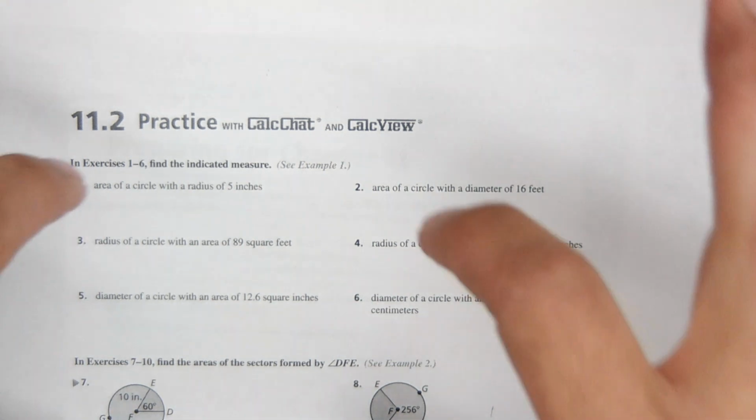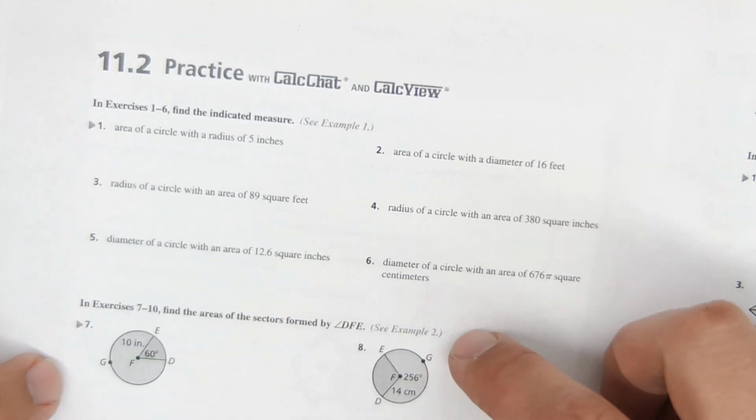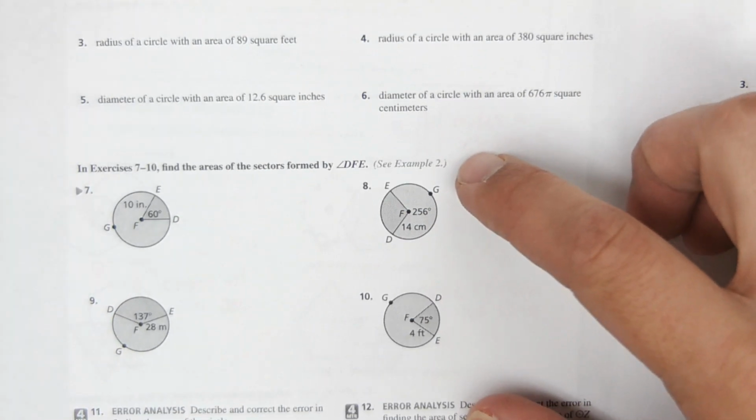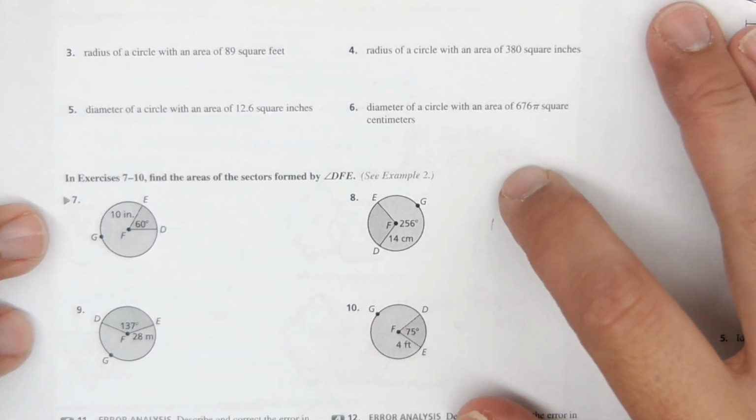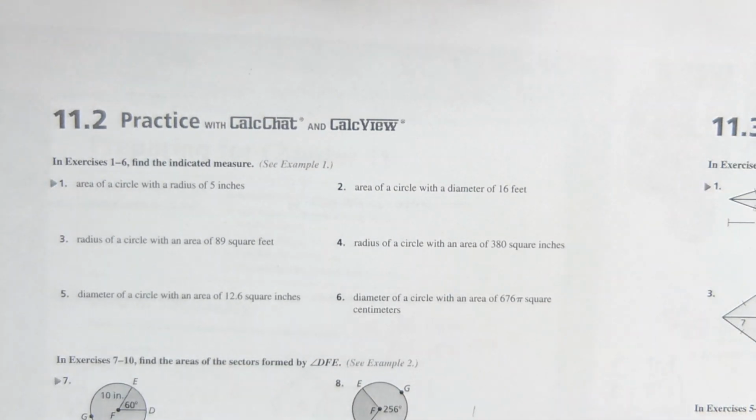Okay, so the first 6 problems, we're not even going to do all 6 though, are area of a circle, and then we find area of a sector, which is just like part of the circle, and we do this similar to what we did for the arc length. So first part, we're just going to review area of a circle.